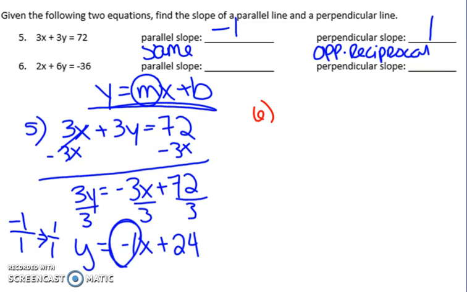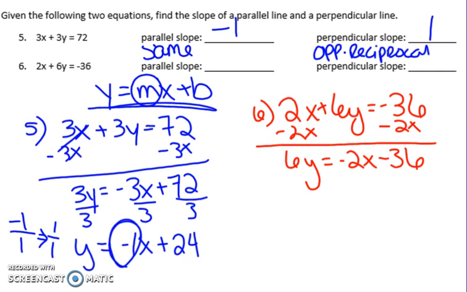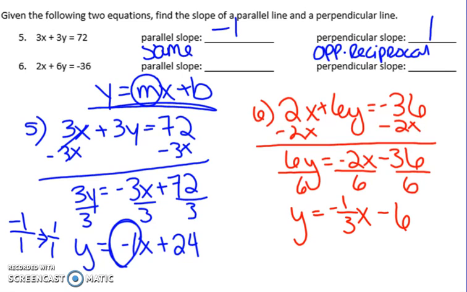Now, if we look at number 6, again, it's in standard form, so we need to turn it into slope-intercept form. So, slope-intercept form, y equals -1/3 x minus 6. Again, we don't care about the y-intercept. All we're worried about right now is my slope. And my slope in this case is -1/3.